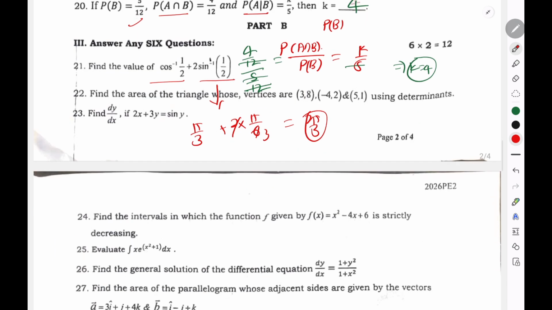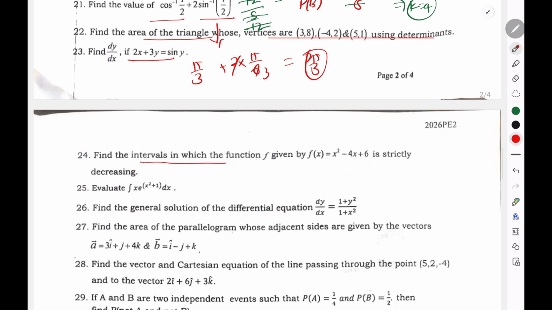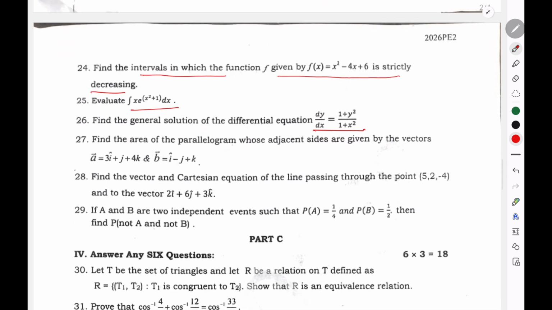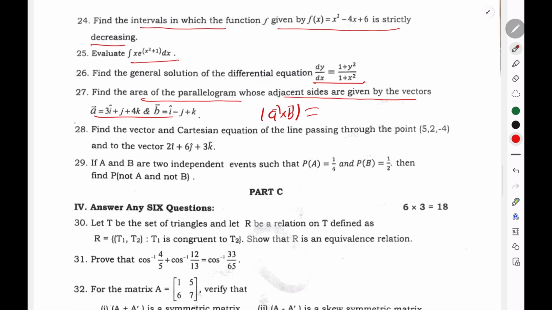Very easy. Find the area of the triangle whose vertices are given using determinant. It's a very easy question. Derivative. Find the interval in which the function given by this is strictly increasing. Quite easy. You can apply the first derivative test to find the interval of increasing. Integration from differential equation. Find the area of the parallelogram whose adjacent sides are given by the vectors. Okay, so how to get the area of a parallelogram? Mod of A cross B you need to find. Find the vector and Cartesian equation of the line passing through the point and parallel to the vector. Okay, it's also good.